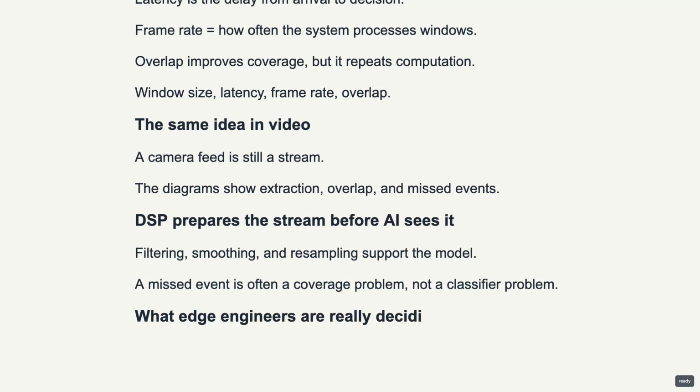Edge engineers are deciding how to balance context, delay, coverage, and battery life. Those choices determine whether a low-power device can detect meaningful events without wasting computation.